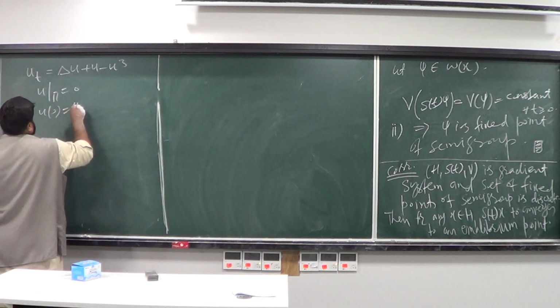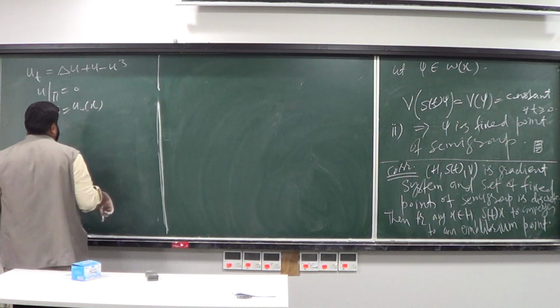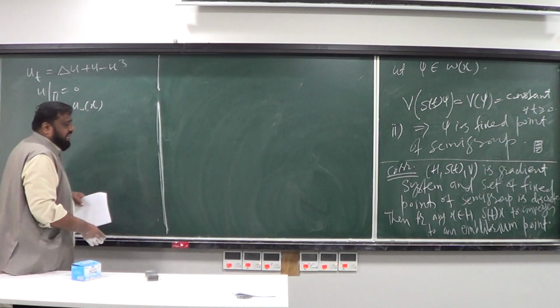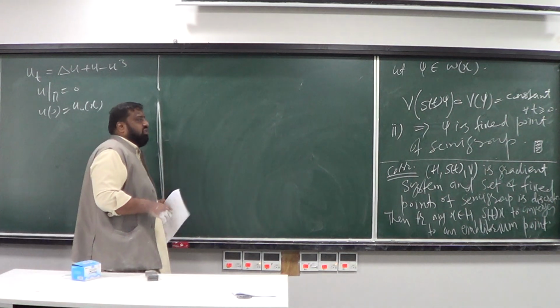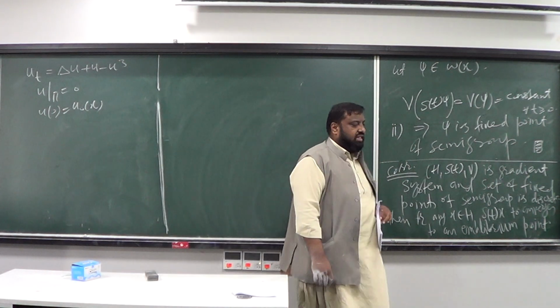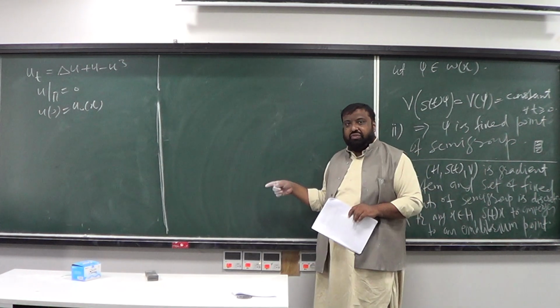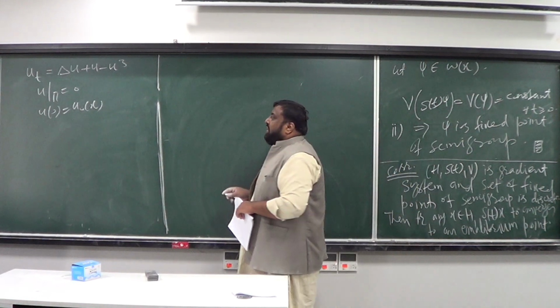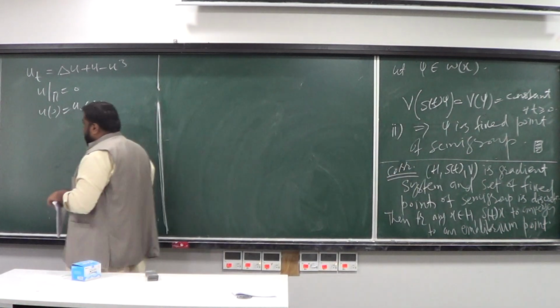0 is u naught of x. I'm not writing the rest of the details actually, that omega is a subset of Rn, where n is less than or equal to 3, and the gamma is the boundary of the domain actually. Let's do one thing.